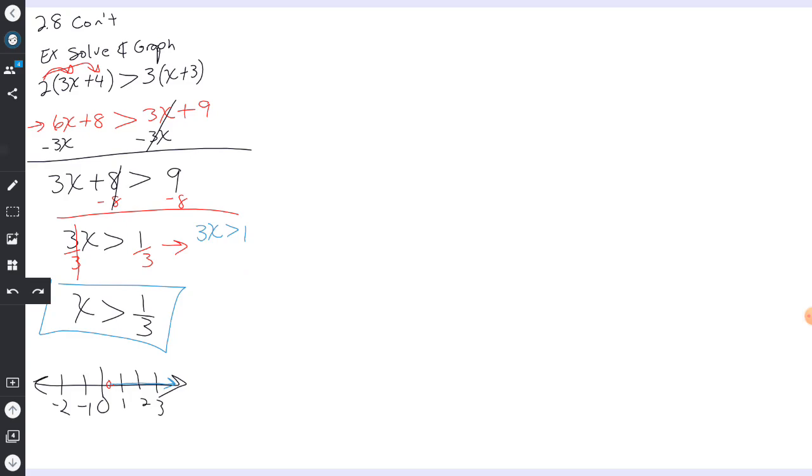Yes, we divide this 3 on both sides. And again, 3 goes into itself one time, but we don't keep the 1 out there. We just write it as x. And 1/3 can't be simplified, so that just stays as it is. Is that okay? Okay.